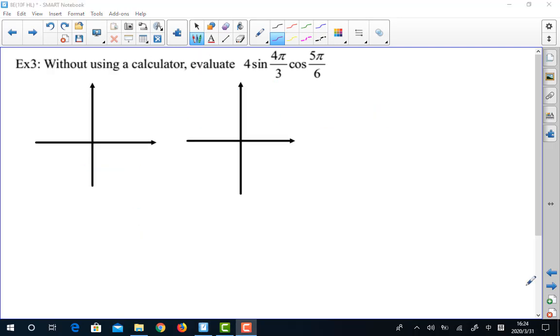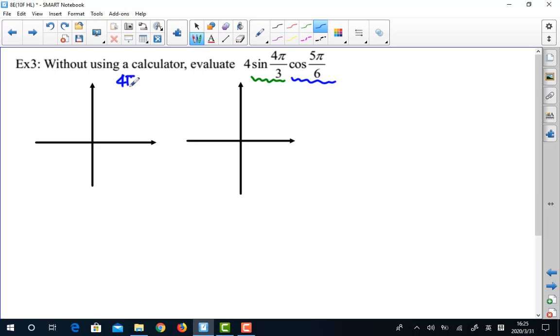Example 3, without using a calculator, evaluate 4 sine 4 pi over 3, cosine 5 pi over 6. So in this product, I need to find two trig ratios. And both of the trig ratios are combined with a special angle. 4 pi over 3 is a special angle, 5 pi over 6 is a special angle. As long as we need to find the trig ratios of a special angle, DP expects us not to use the calculator. So how can we find sine 4 pi over 3 and cosine 5 pi over 6 respectively?